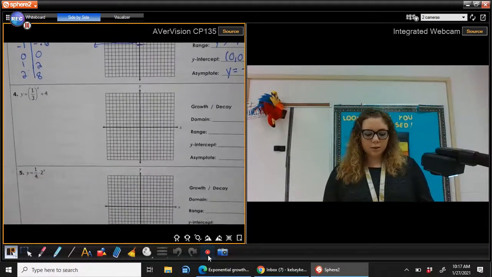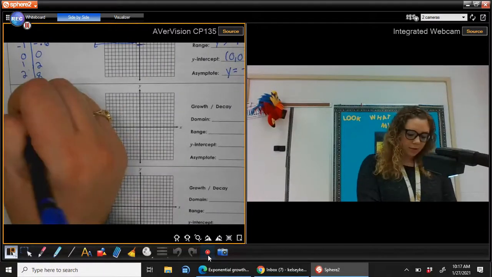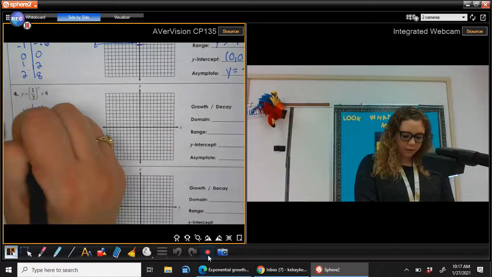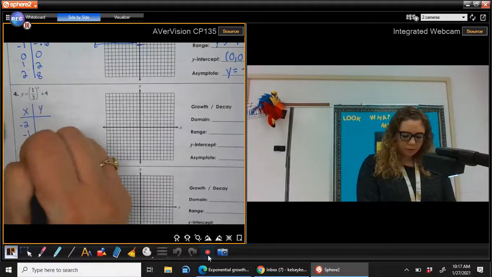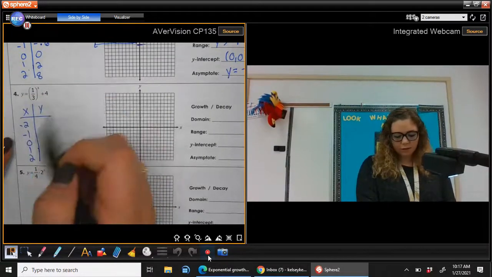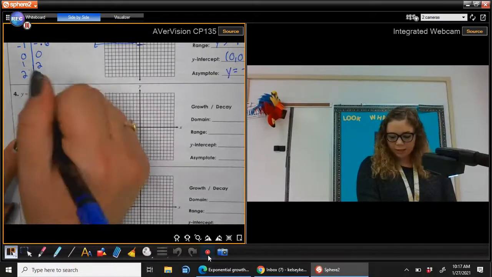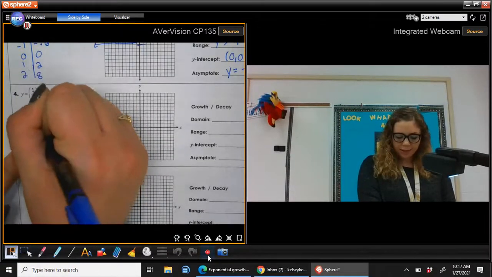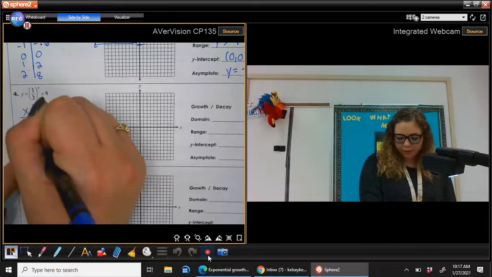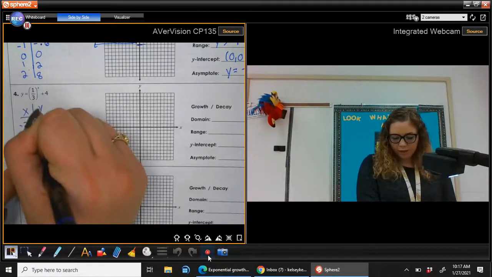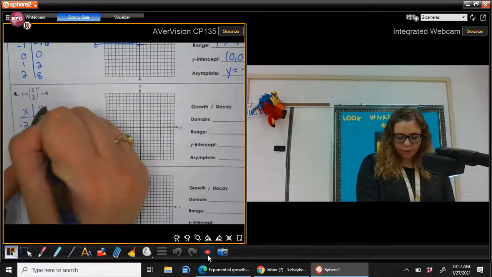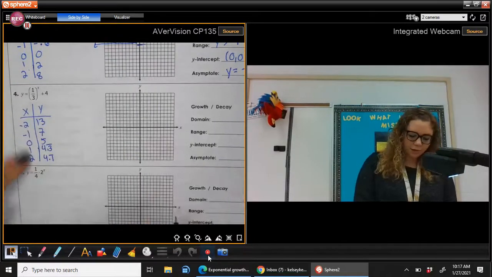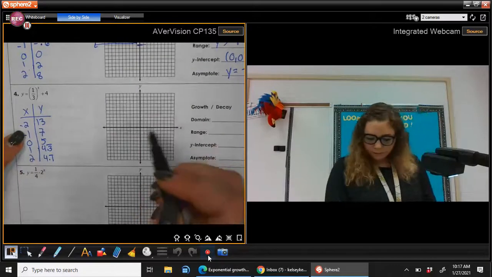So let's go to this fourth one. Again, make your table. Your x values will always be the same. And plug them into the equation. So when I plug negative 2 in for x, I'm going to get 13. Plug negative 1 in for x, get 7. Plug 0 in for x, get 5. Plug 1 in, I get 4.3. And plug 2 in, I get 4.1. So now I'm going to graph these.